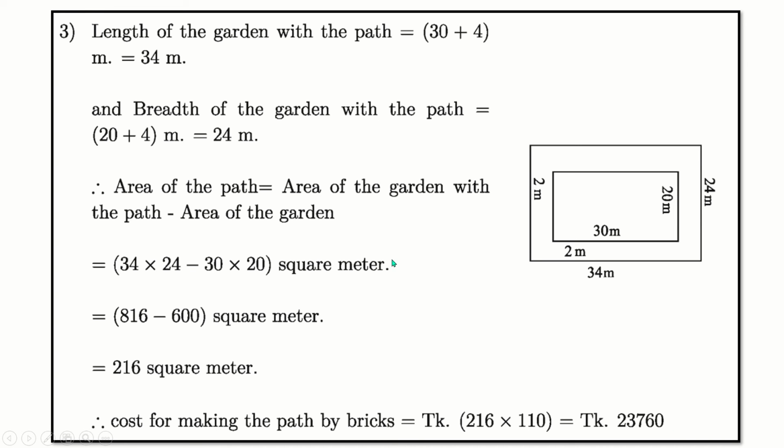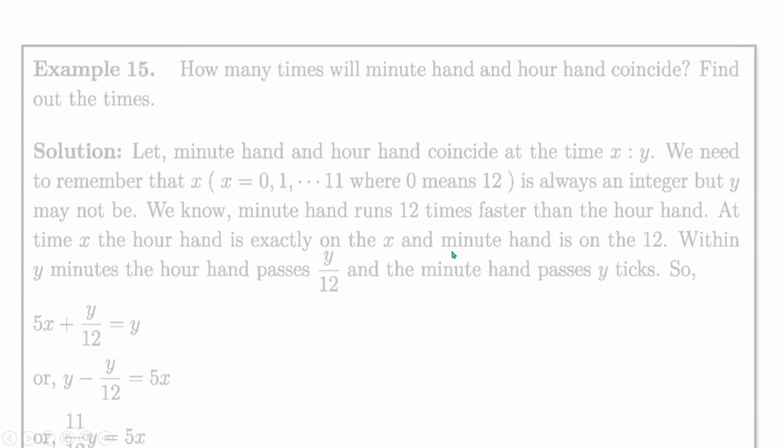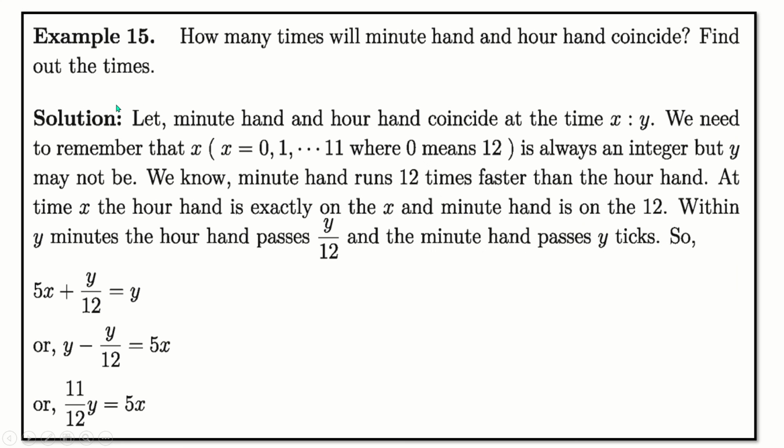Clear everyone? Okay. Another math, number 15. How many times will the minute hand and hour hand coincide? That means congruent, that means the hour hand and minute hand lie on the same place, one lies on the other. Okay, find out the time. How many times? That means you have to find the time.